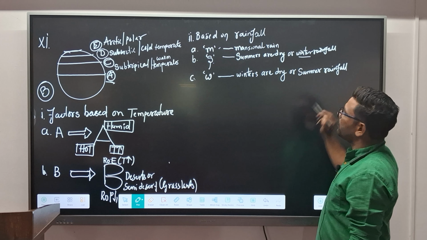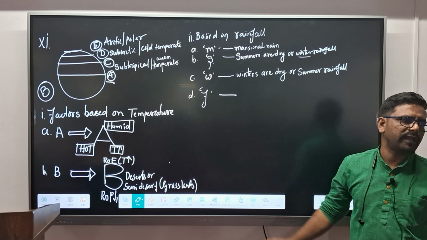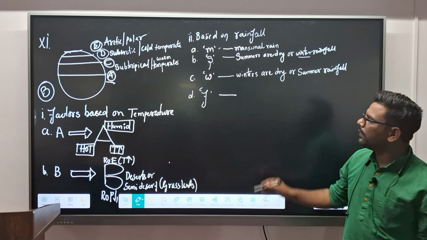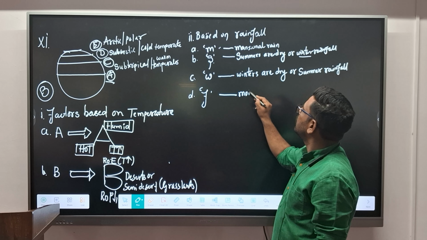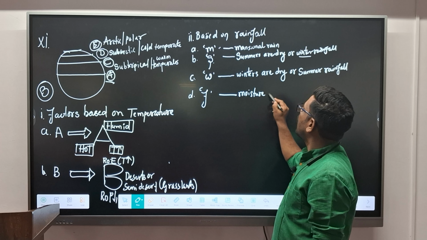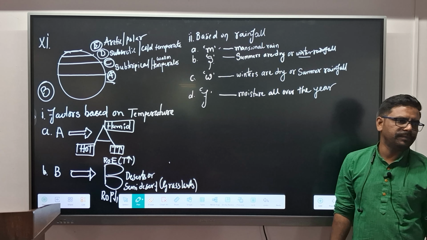Sometimes they ask small f. This is asked many times. For example, KPSC has asked this. Small f means moisture all over the year. That means there is always moisture content, isn't it? Clear, right?